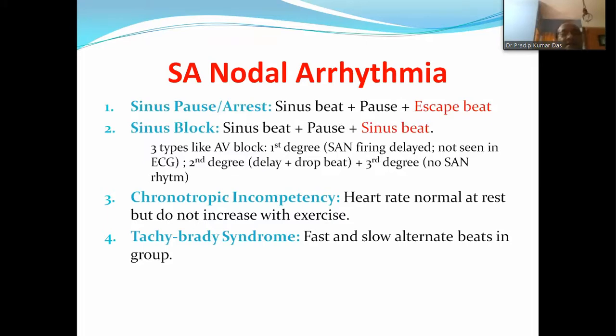And in case of ETT, we normally see, if there is any sinoatrial nodal incompetency, there will be a chronotropic incompetency. What does it mean? The heart rate is normal at rest, but it does not increase with exercise. Normally it will increase with exercise, but in case of chronotropic incompetency, the heart rate will not increase with exercise. Another pattern seen in ECG is Tachy-Brady Syndrome. There are alternating fast and slow beats.